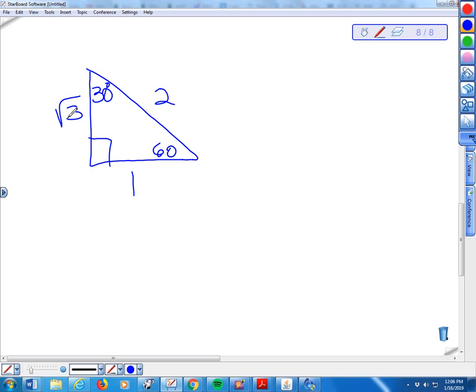That's how I would label it without x, just with numbers. And remember, that's how I remember it: 1, 2, square root of 3. Then I just place them where they need to go. Okay, what's the sine of 30 degrees? Sine is opposite over hypotenuse. Sine of 30 is 1/2.